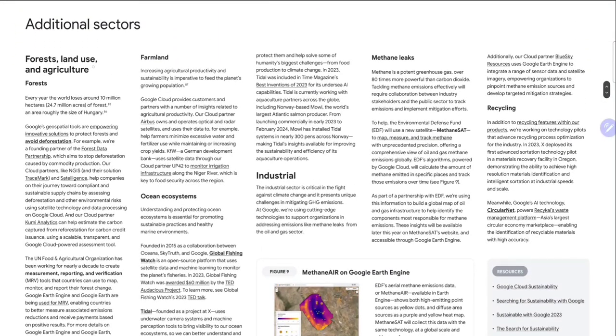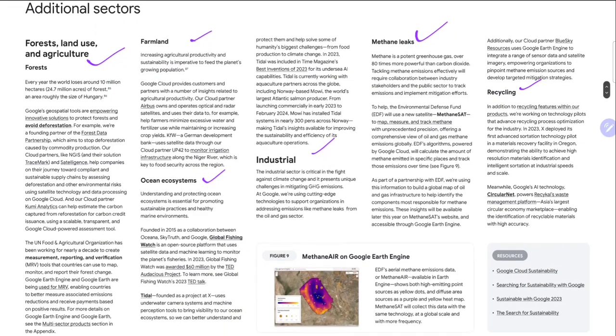Like other sectors, there are additional sectors like forest, farmlands, ocean ecosystem, industrial, methane leaks, recycling. So what efforts is the company making with respect to all these other environmental materiality topics? Like for methane, what is the company doing? That information is also highlighted. For recycling, what they are doing.